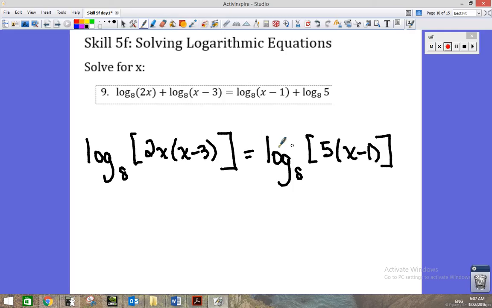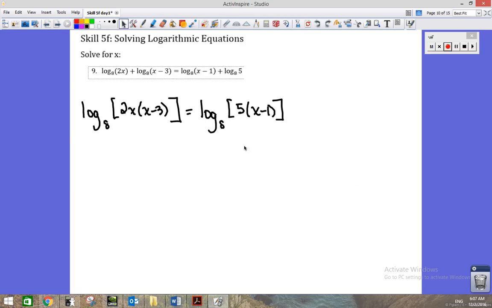So now we know that these log functions, just like the exponential functions, are one-to-one functions. They pass the horizontal line test. So if these numbers are the same, then these arguments have to be the same. And recognize too that the bases have to be the same. So 2x times x minus 3 is equal to 5 times x minus 1.